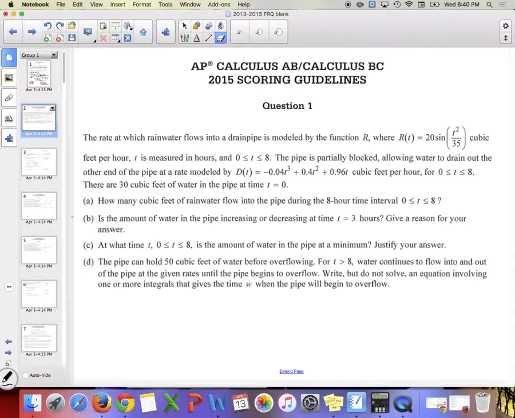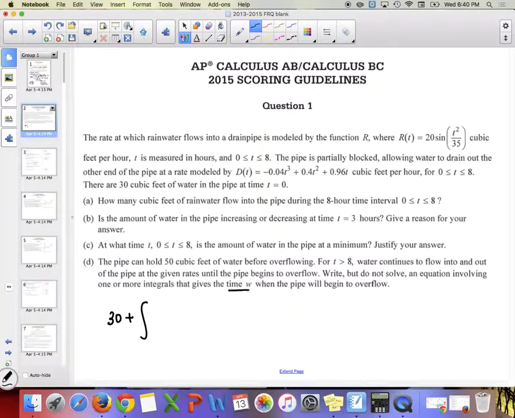All right, and then part D, it says the pipe can hold 50 cubic feet of water before overflowing. For time t greater than 8, water continues to flow into and out of the pipe at the given rates until the pipe begins to overflow. Write, but do not solve, an equation involving one or more integrals that gives the time w when the pipe will begin to overflow. So again, it has to do with our 30, right?